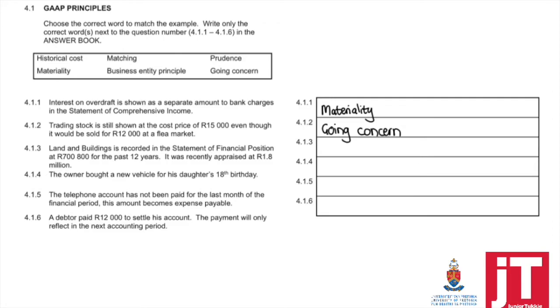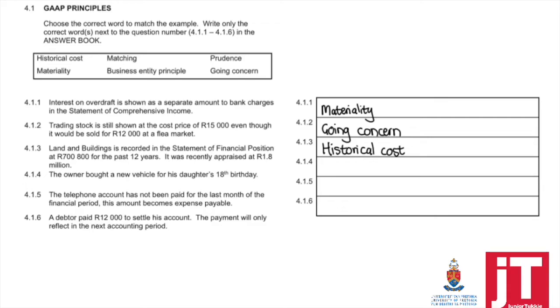The third one, land and building is recorded in the statement of financial position at $700,800 for the past 12 years. It was recently appraised at $1.8 million. We need to apply historical cost. That's why we've shown it now for 12 years at what was the historical cost. What was the cost the day that we purchased it? Yes, it is valued more than the cost at 1.8 million. But we need to be showing what was the original cost the day that we purchased that. Otherwise, we could end up overstating our financial statements.